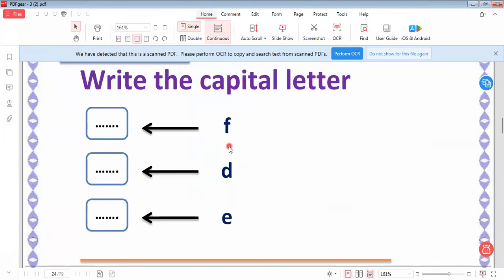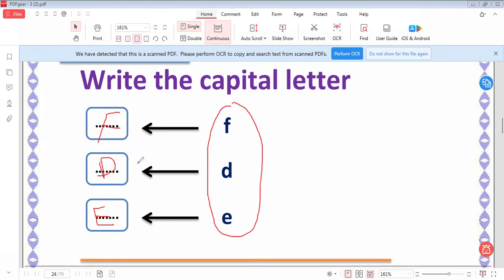So here is the small letter. I write the capital one. The capital one, it will be here F. Capital here is D. Capital here is E. So this is the small letter, and this is called the capital letter. Here's capital letter F, capital letter G, and capital letter E. Let's continue the rest of the exercise.